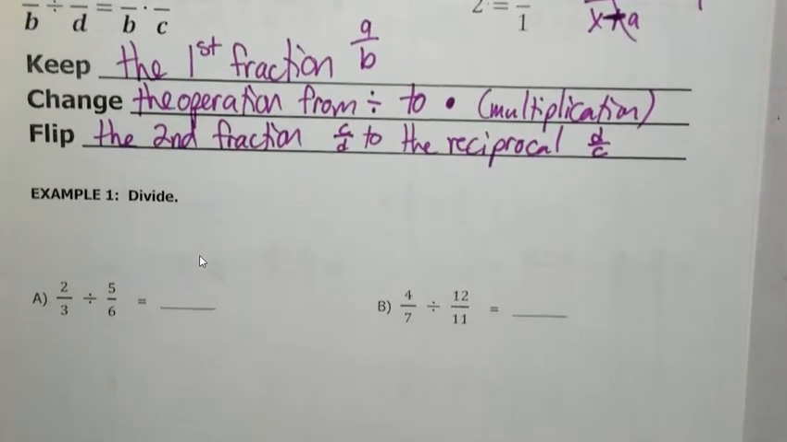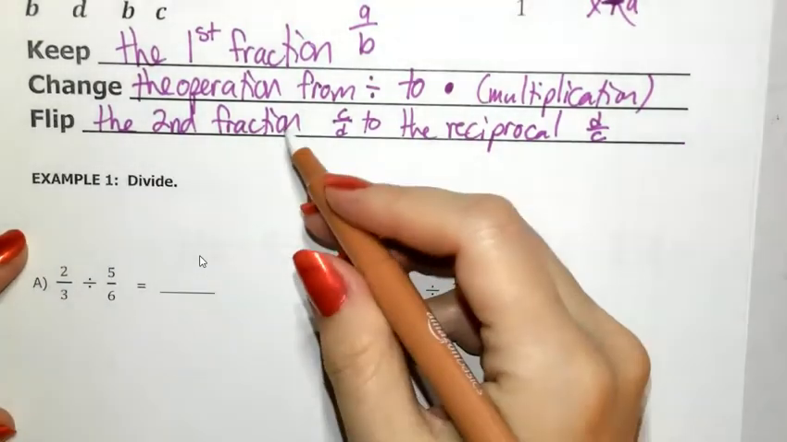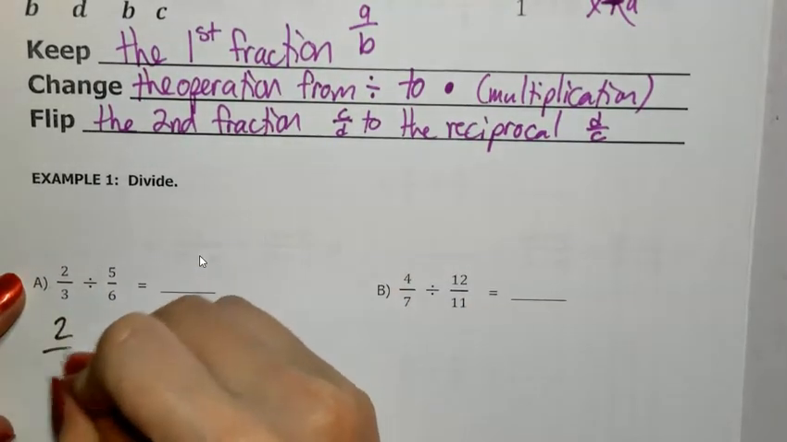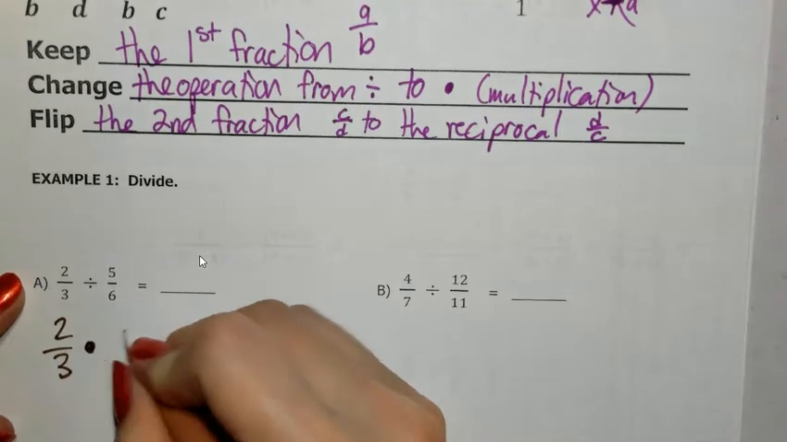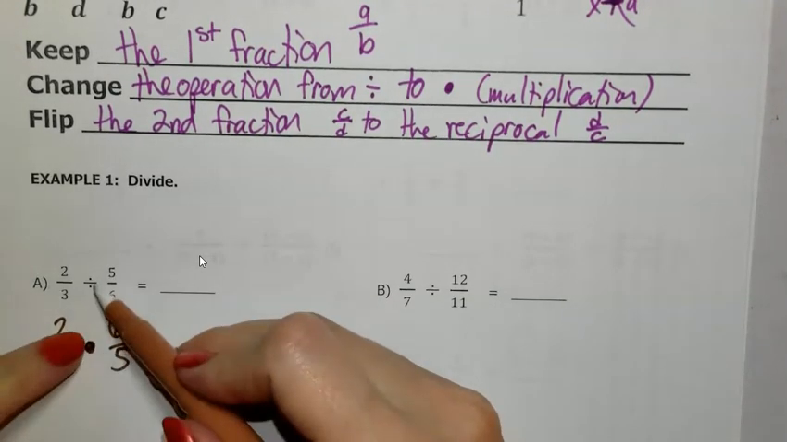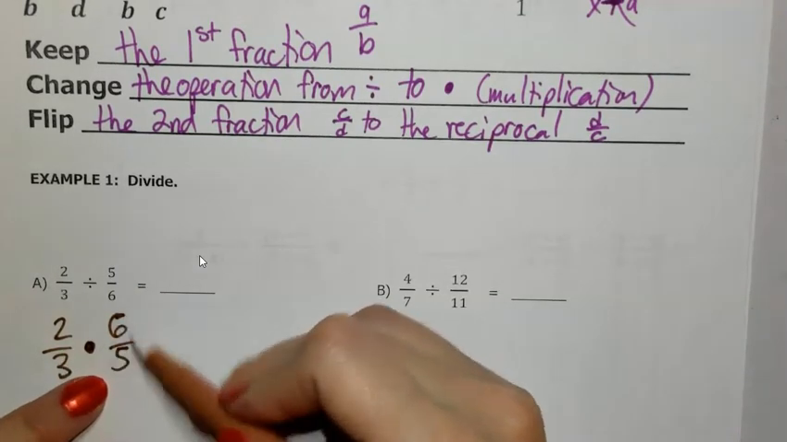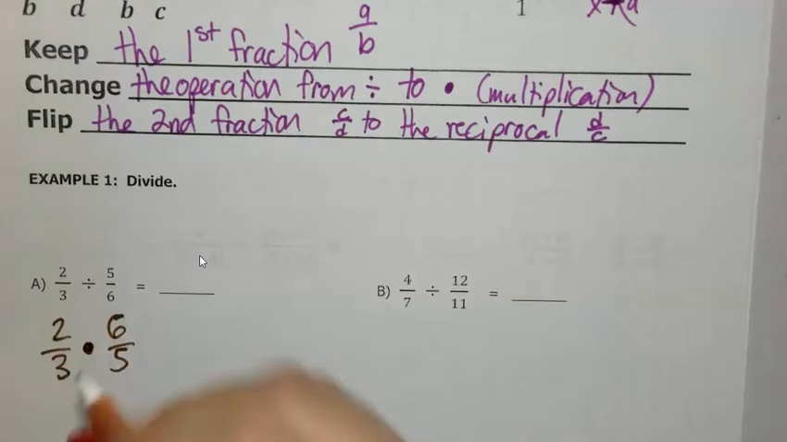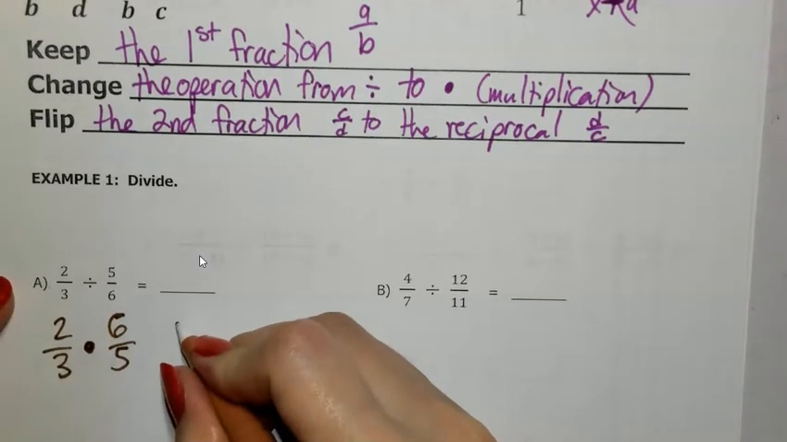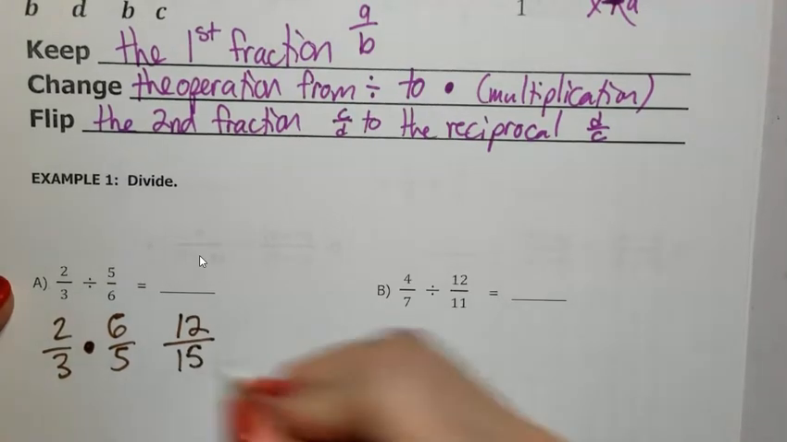All right, let's look at example 1. You're going to be dividing with the keep, change, flip method. So we have 2/3 times 6/5. So we keep the first fraction, change the operation to multiplication, and flip the second fraction, get the reciprocal. 6 times 2, we get 12. 5 times 3, that's 15.